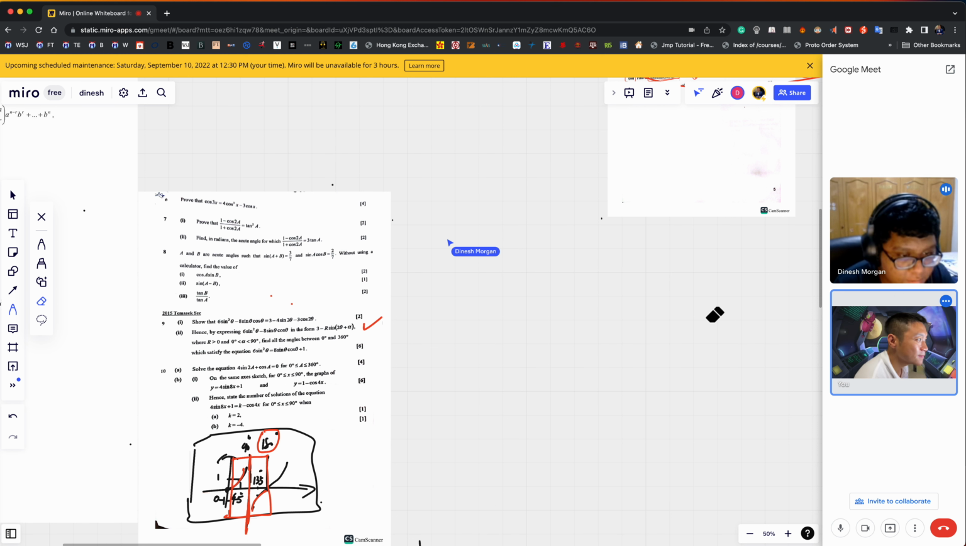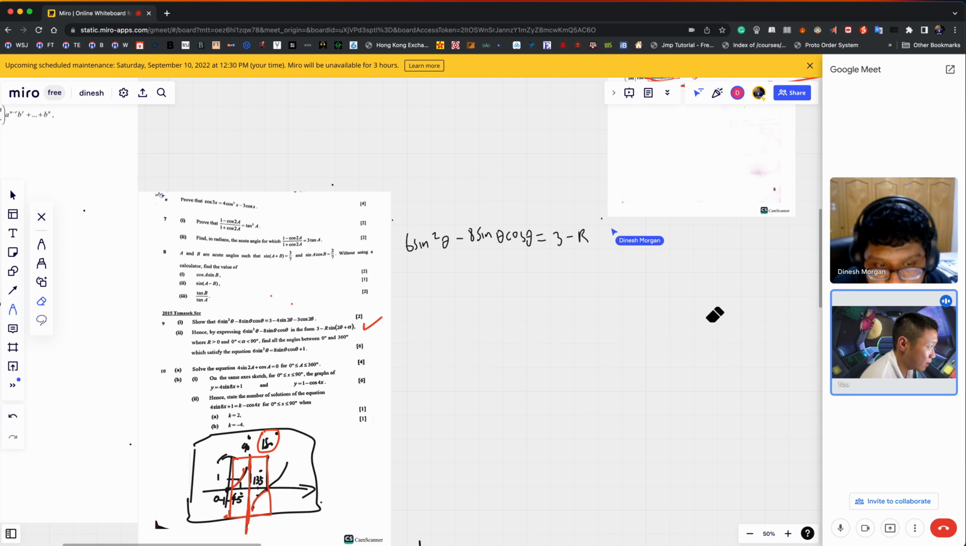Wait, I do it first? Show, and then maybe you don't need to show, just 9 part 2. So you just use the right hand side from part 1, and then you see how you can get the right hand side of part 1 into the format 3 minus r sine bracket 2 theta plus alpha.